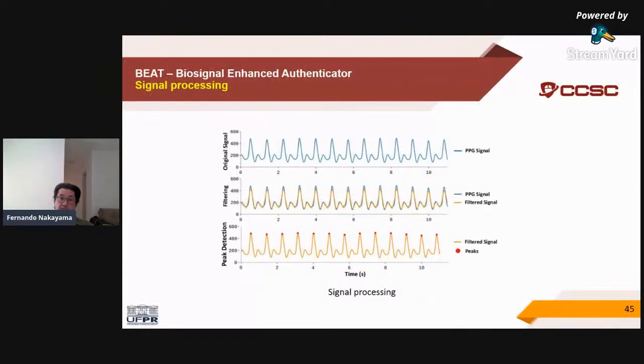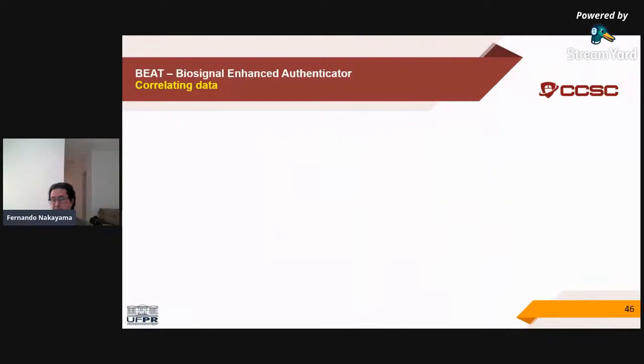The signal processing comprises the manipulation of the PPG signal. So the first wave, the blue wave, is the original signal just collected from the device. First, we use a filter to remove the noise and the artifacts from the waveform. And then we identify the peaks to split and to overlap the individual waves for correlation.